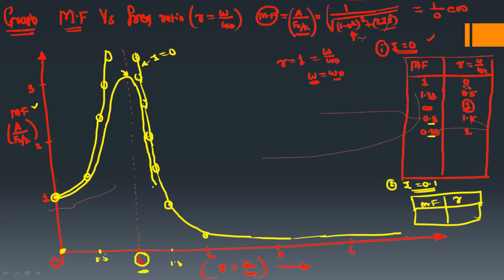So this is the use of adding the damper. You can control the resonant amplitude in a specified range by adding the damper. So this is zeta 0.1. Again, if you increase the value of zeta, take 0.2, after that take 0.3. So this value will decrease.